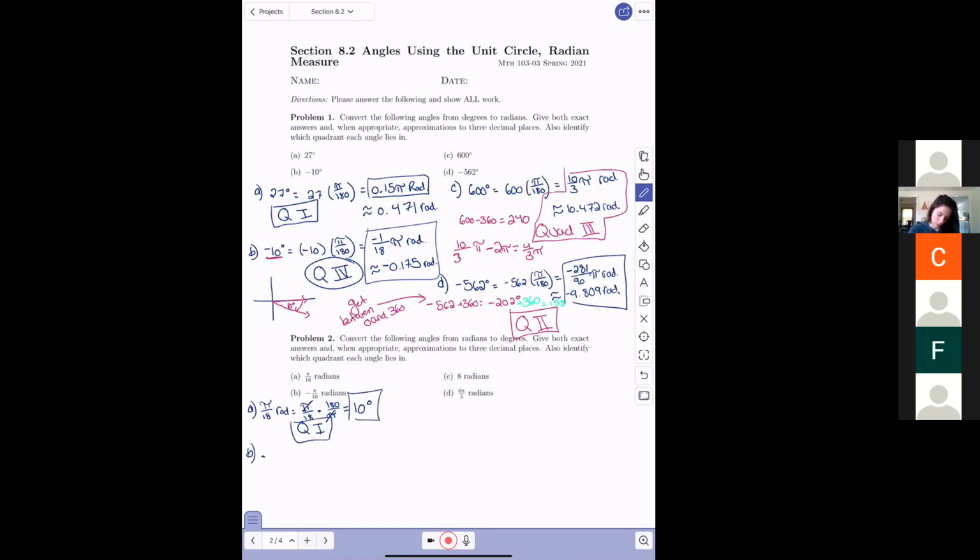For B, we have negative pi over 10 radians, and that's equal to negative pi over 10 times 180 over pi. The pi's divide out to 1, so we're left with negative 18 degrees. Where will negative 18 degrees lie? Which quadrant? The fourth. Good. Any questions there?